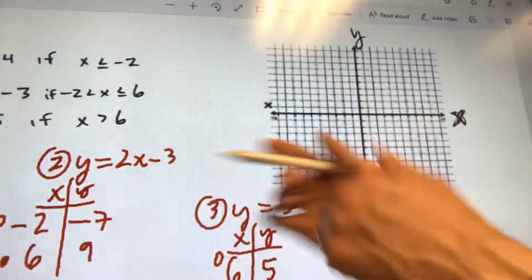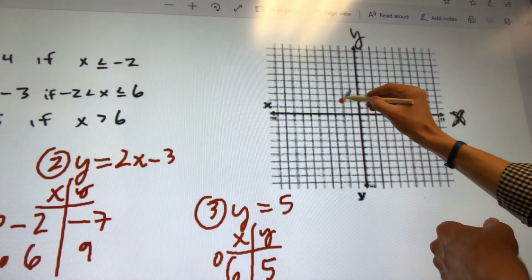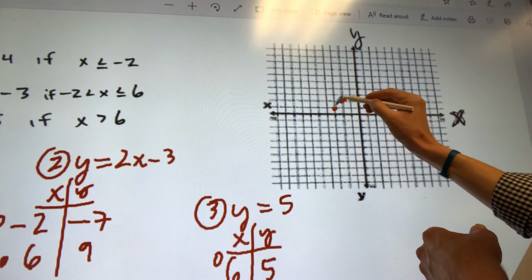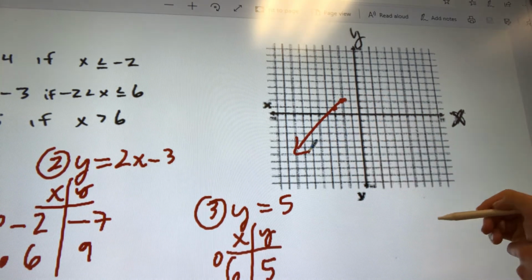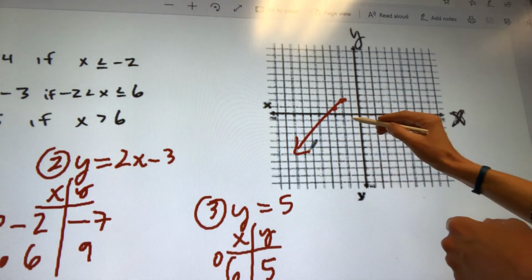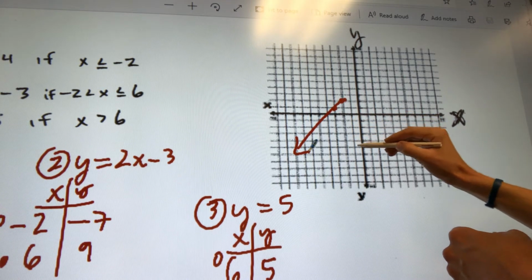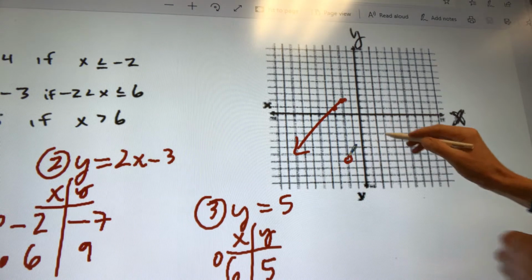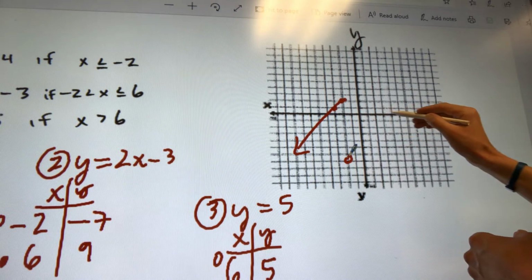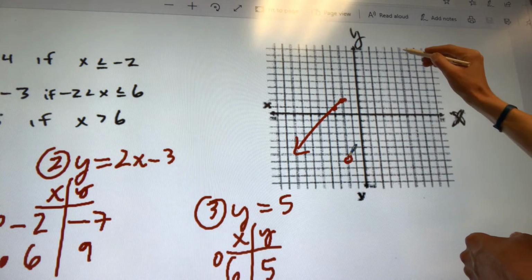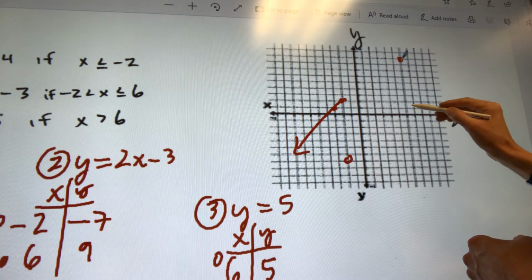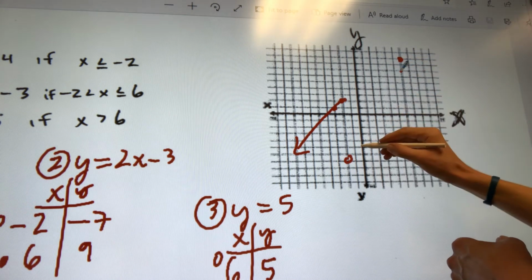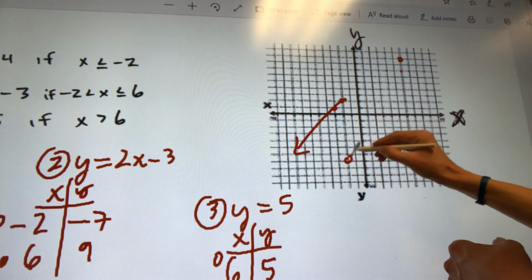Gonna plot it up here, -2, 2. -3, 1, all right. -2, -7, going south here, 1, 2, 3, 4, 5, 6, 7. And then 6, 9, 1, 2, 3, 4, 5, 6. I think that's where 9 is. 1, 2, 3, 4, 5, 6, 7, 8, 9. Great. -3 is the y-intercept.